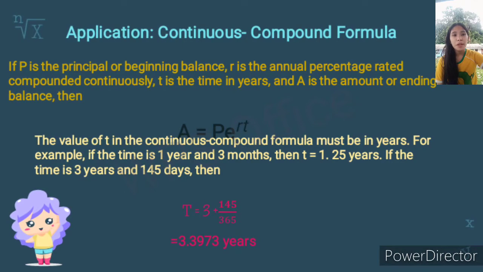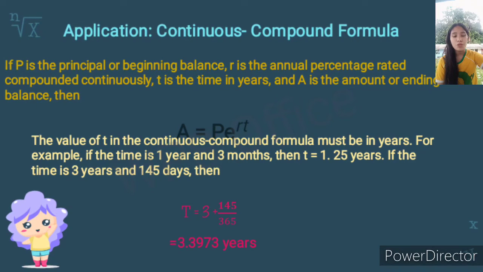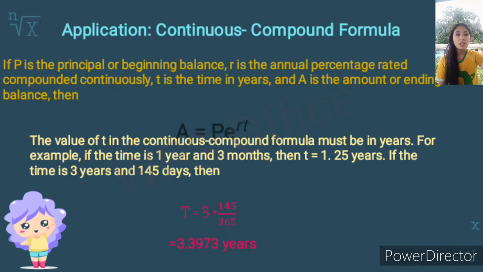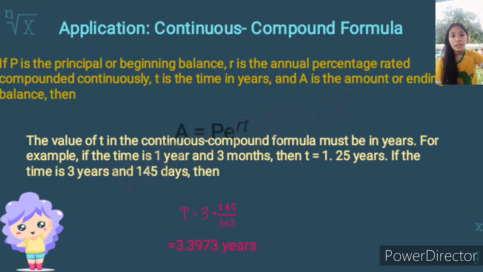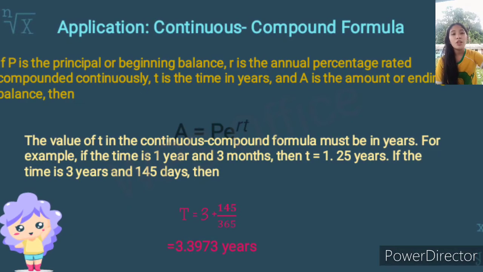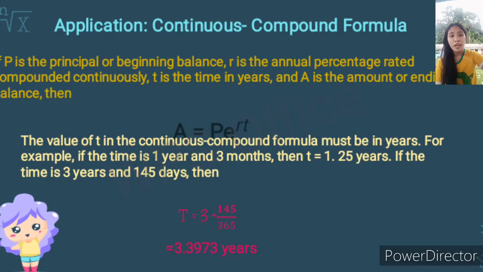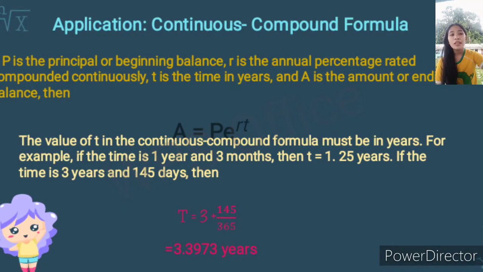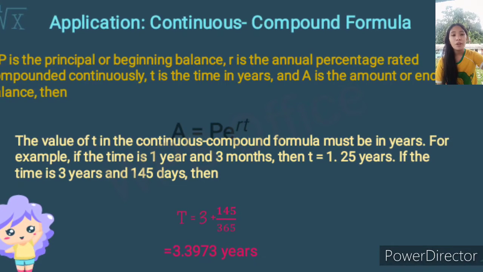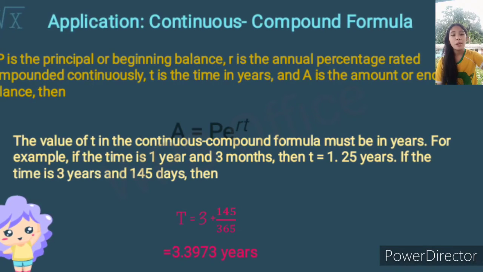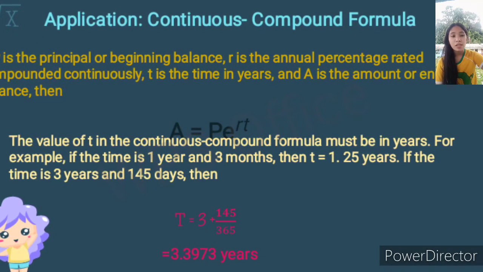If P is the principal or beginning balance, r is the annual percentage rate compounded continuously, t is the time in years, and A is the amount of ending balance, then A = Pe^(rt). The value of t in the continuous compound formula must be in years. For example, if the time is 1 year and 3 months, then t is equal to 1.25 years. If the time is 3 years and 145 days, then t = 3 + 145/365.